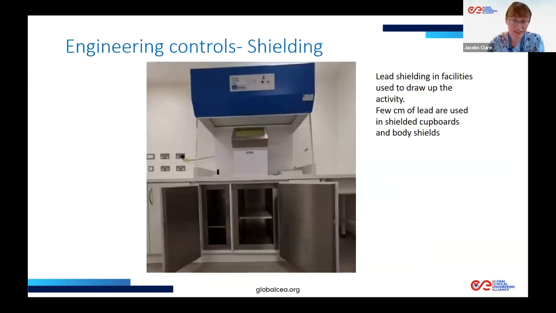In terms of engineering controls, this is a picture from a laboratory where the radiopharmaceutical is prepared. You have lead-lined cupboards, typically a few centimetres of lead in the doors and the cupboards. You've also got a body shield here and a lead glass screen so that the operator can see through the lead glass and look at what they're doing, how they're handling the radioactive material.